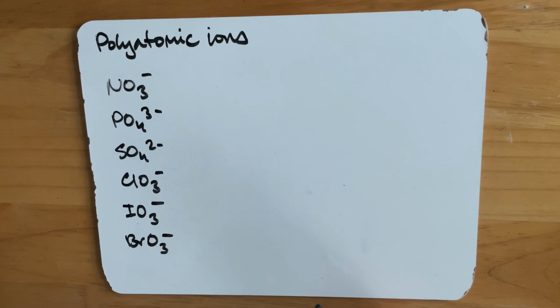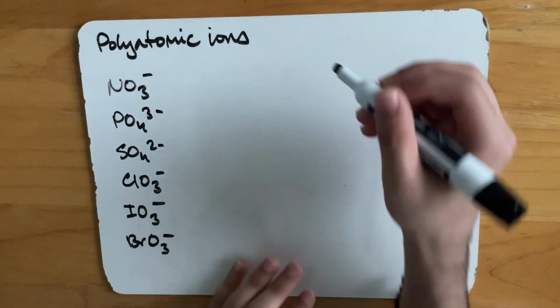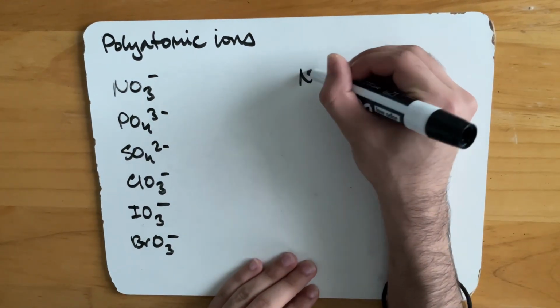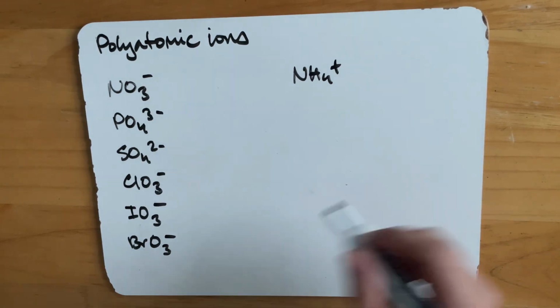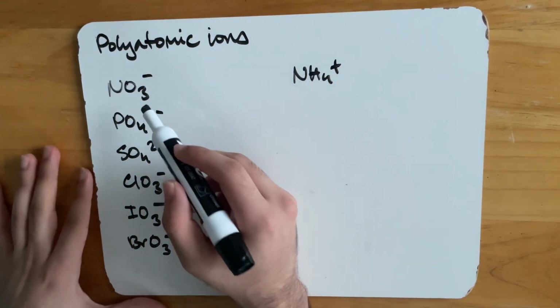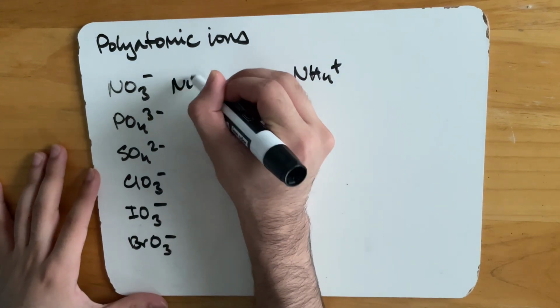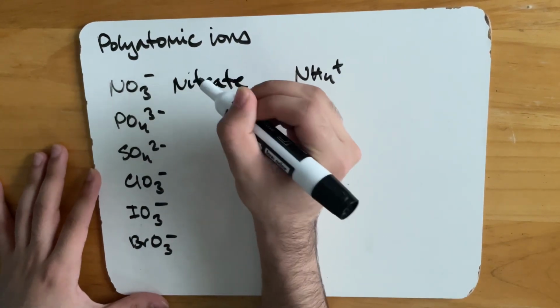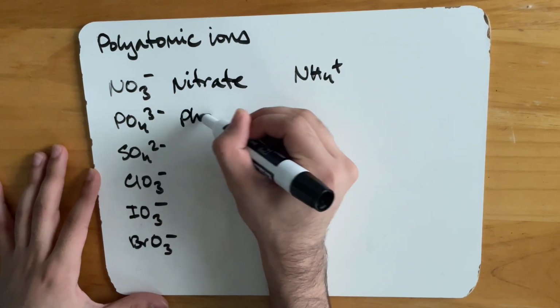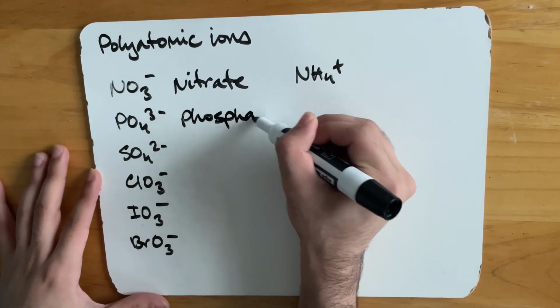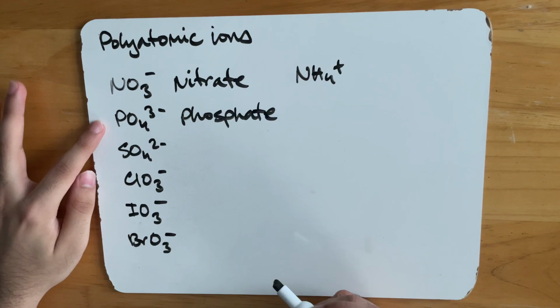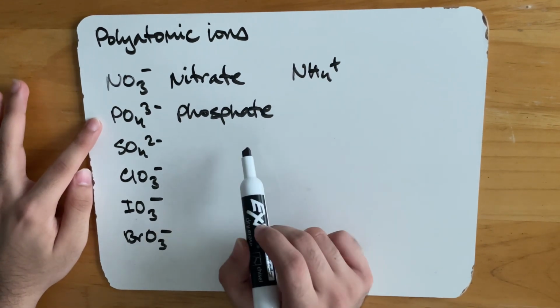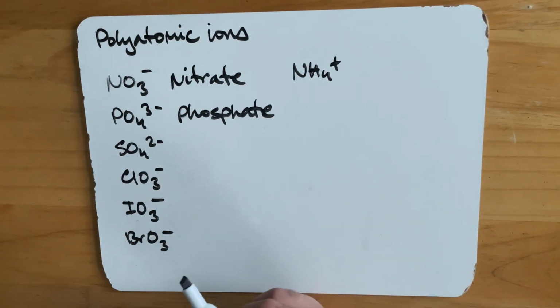Now, normally the polyatomic ions are anions, but there are some polyatomic cations, like NH4+. So I'll just go through the names of these. This one is called nitrate, and this one's called phosphate. You can probably already tell a lot of these polyatomic ions end in -ate, which is usually the case. But their derivatives, like if I took this one and removed an oxygen or added an oxygen, then the ending would change from phosphate to phosphite, perphosphate, stuff like that.